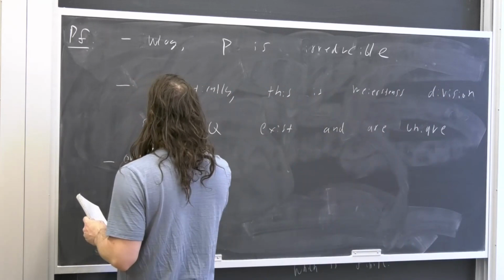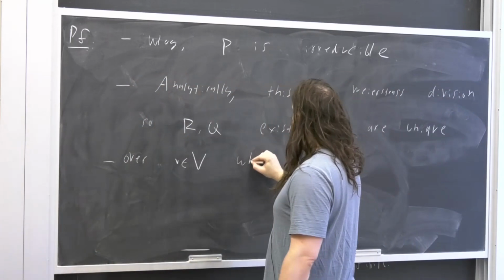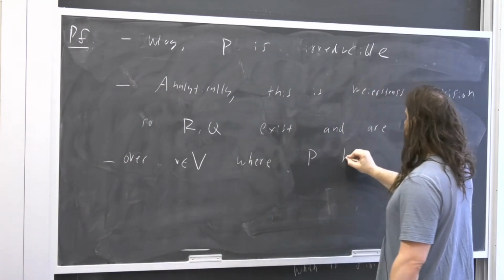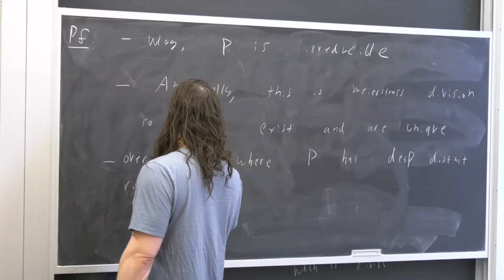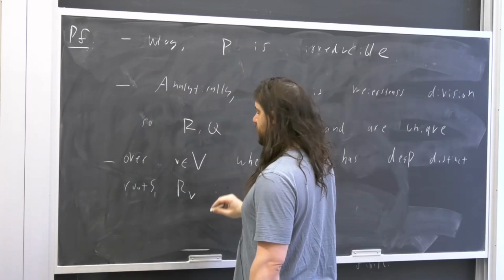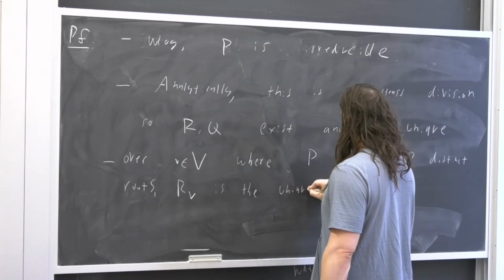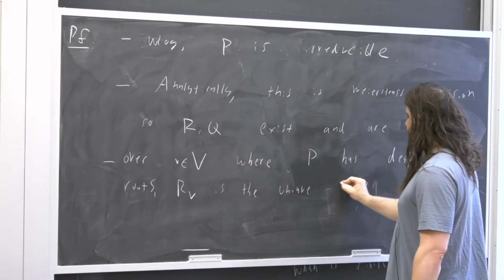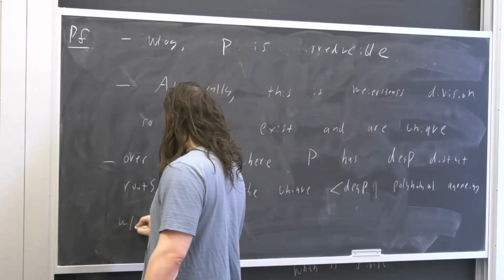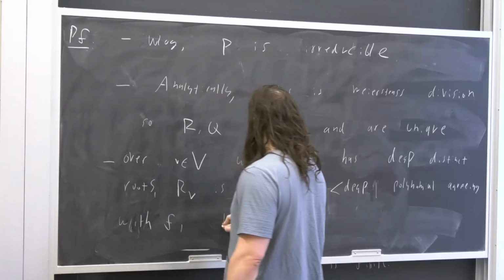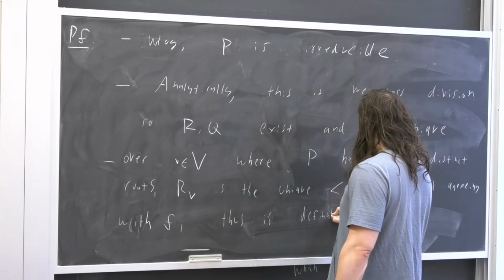Okay, now over a point little v in V where P has distinct roots, R sub V is the unique polynomial of degree at most degree P minus one agreeing with F, and thus is definable, because you can just define it to be that polynomial by interpolation, basically.